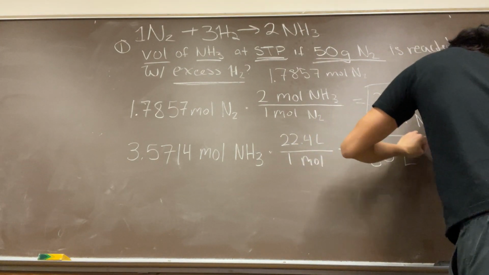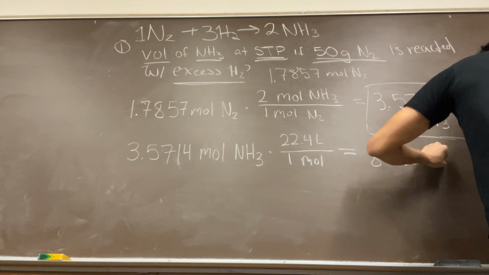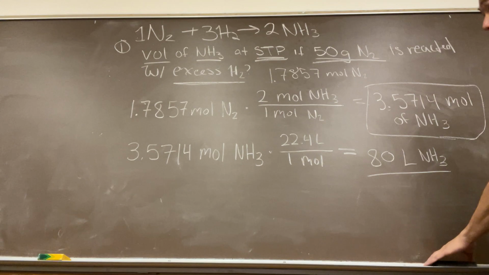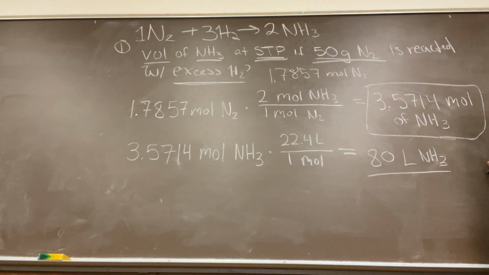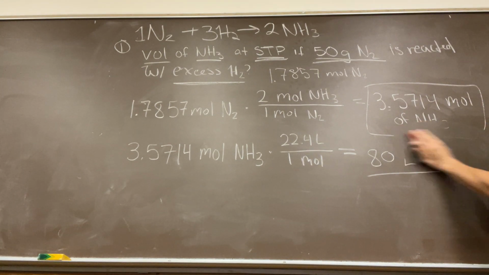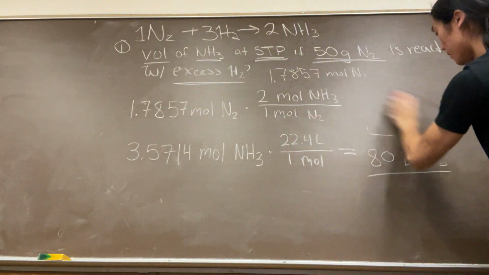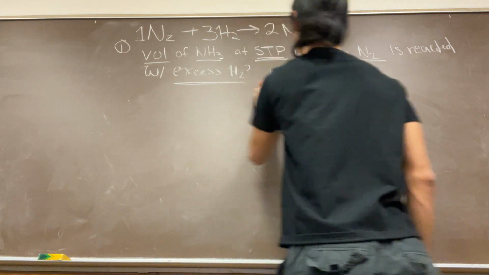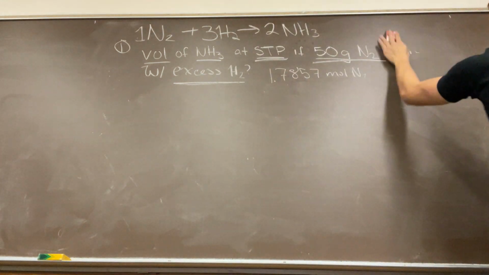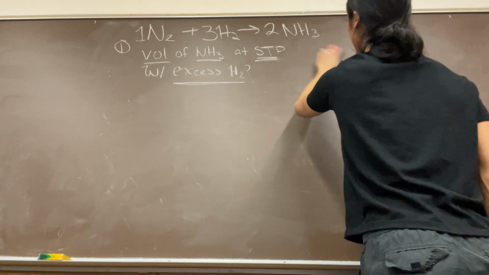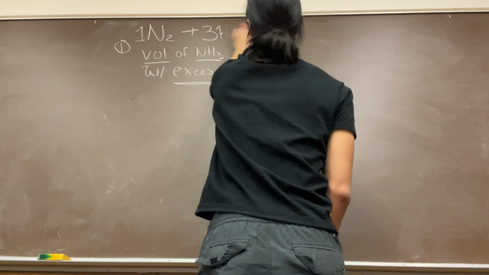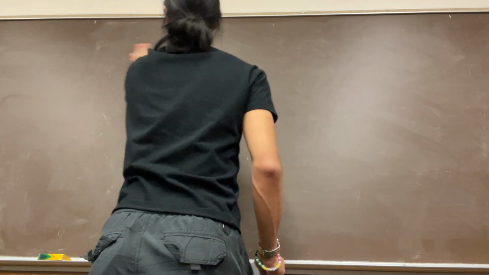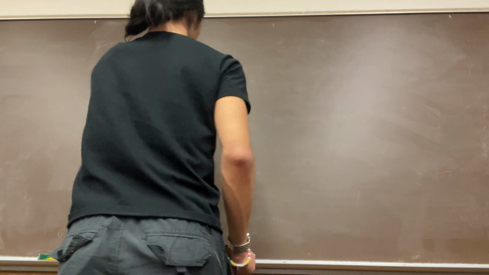Basically, you have 80 liters. Make sure to write what it is. 80 liters of NH3 yielded. That's for 50 grams of N2 with excess hydrogen gas. All right. I'm gonna kind of fly through this next one. And remember, I can only do that instantly because it's at standard temperature and pressure. Otherwise, I would have to plug it in to see. We can talk about ideal gas a little bit more later.